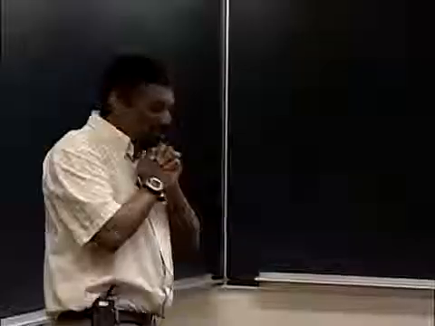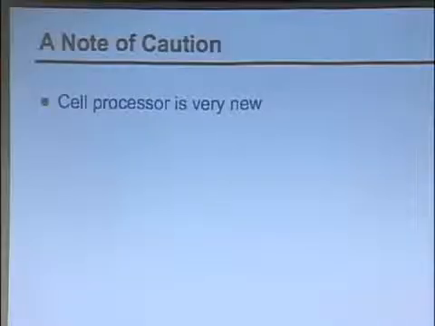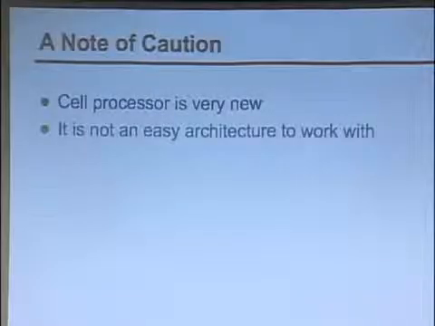So here's a note of caution. The Cell processor is very new. We heard about that today. It's a really cool thing, but it has its problems. It's not an easy architecture to work with. There's no nice abstraction. It just went from being completely abstracted out, writing Java code, all the way to metal. It's almost a jump from a high-level language to assembly. So there's a huge gap in there, and that's going to create a lot of issues.